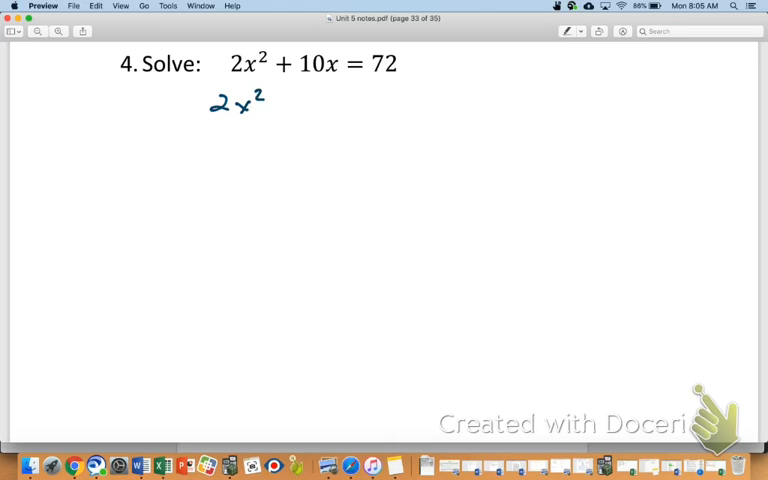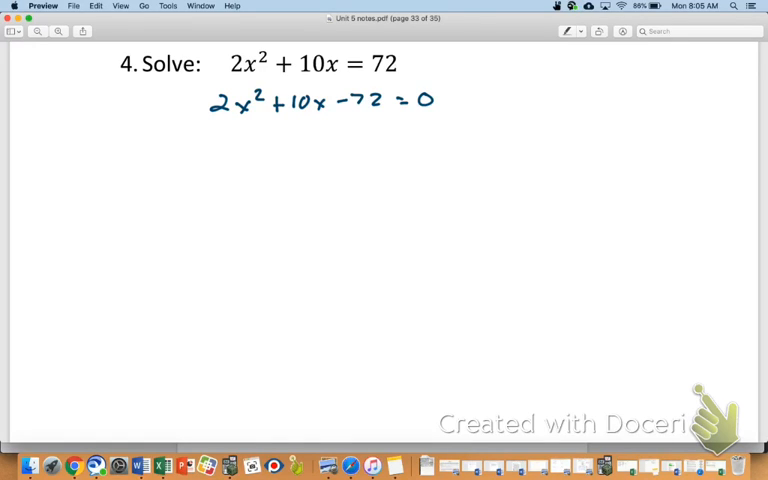2x squared plus 10x minus 72 equals 0. Some people lost the equal sign in that process. Some people feel like equals 0 is equivalent to there not being an equal sign. That is not true. The equals 0 is actually very important.